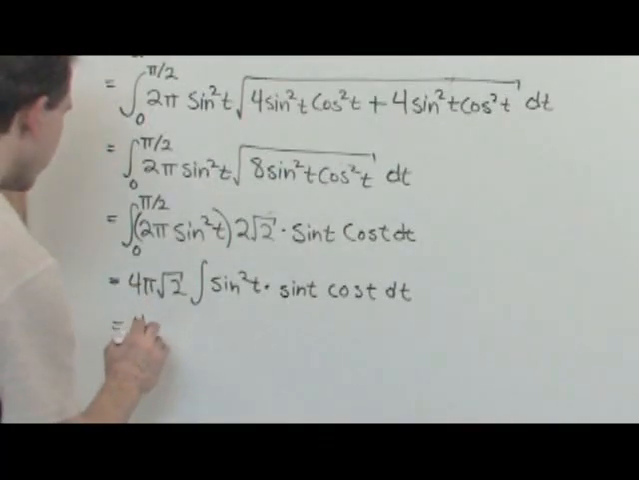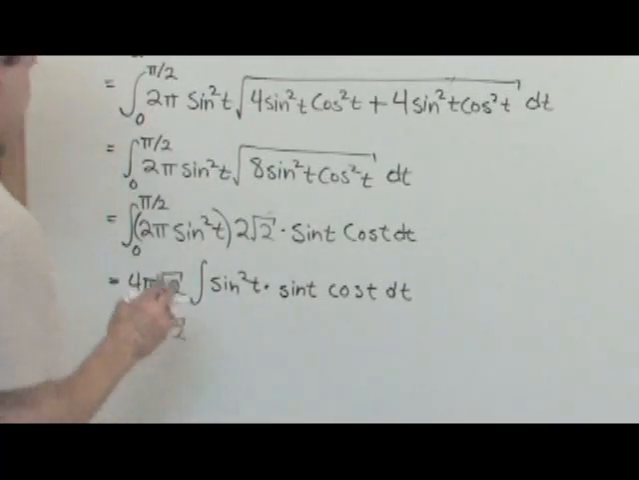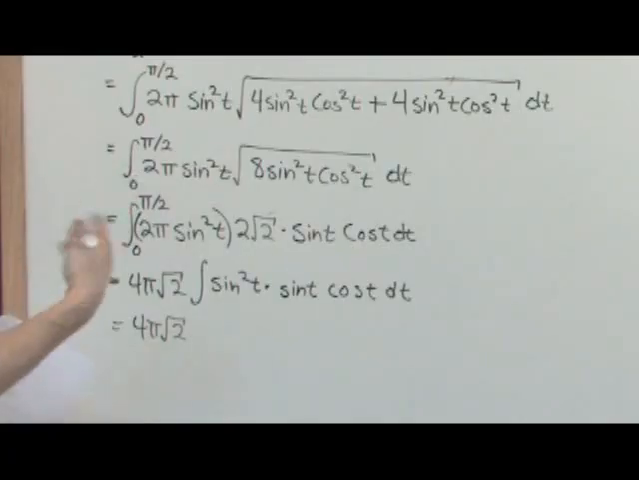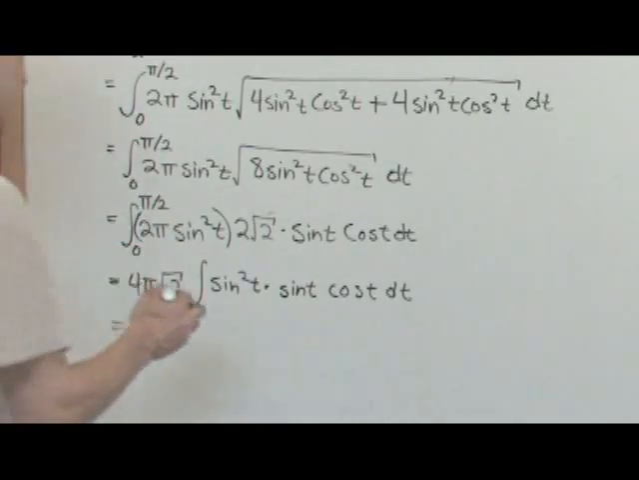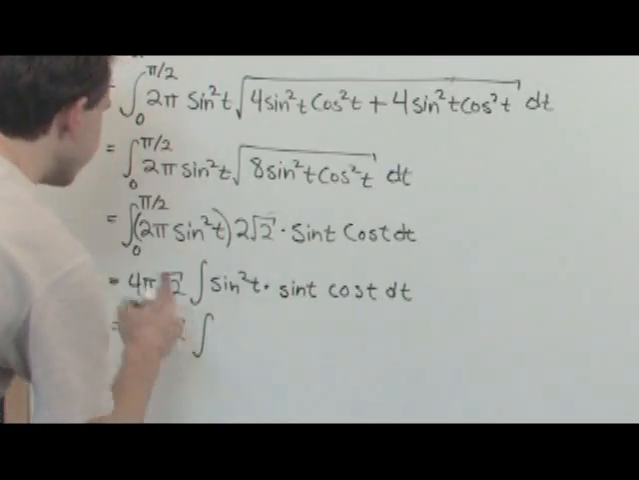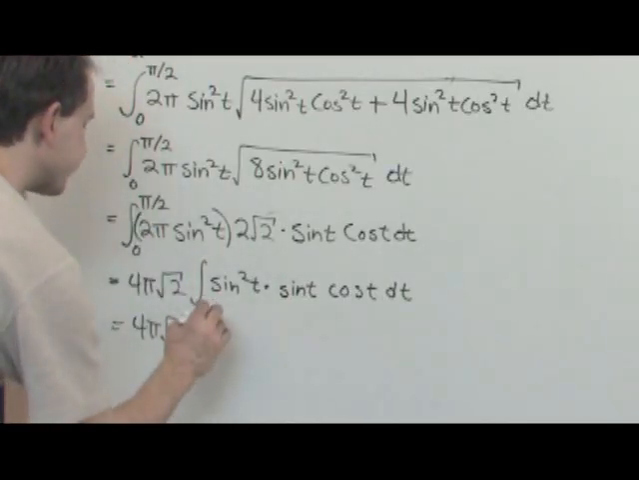So it's going to be 4 pi times the square root of 2. And basically what we're going to do is apply one of our tricks from 3 or 4 or 5 sections ago on the trigonometric integrals. We're going to apply one of our tricks. This integral is going to be from 0 to pi over 2.